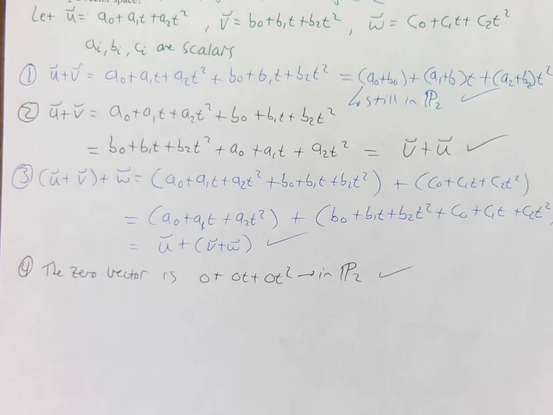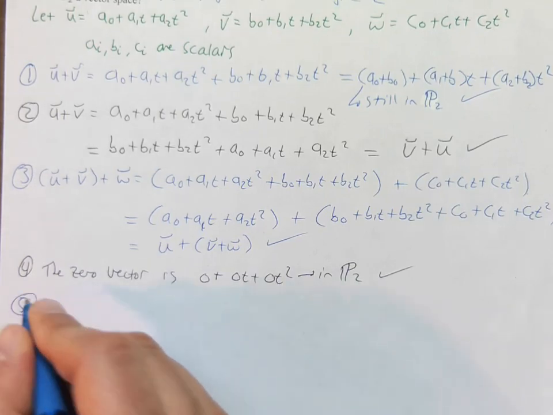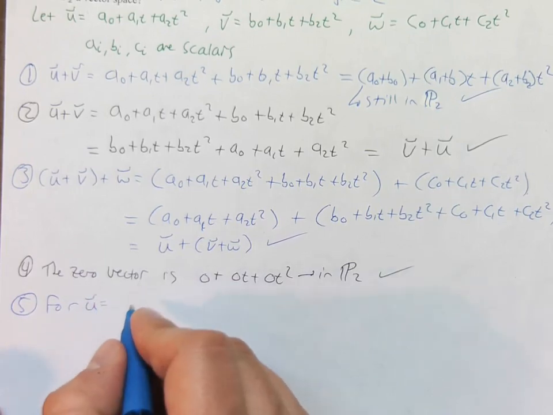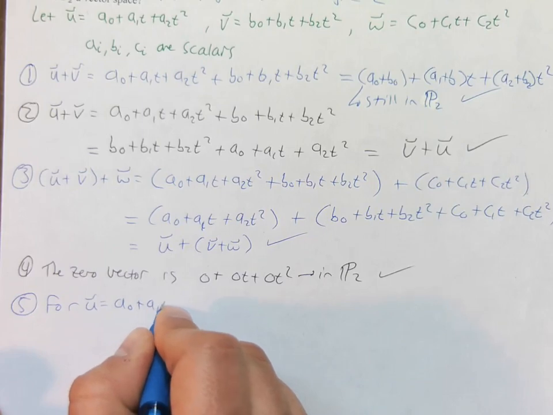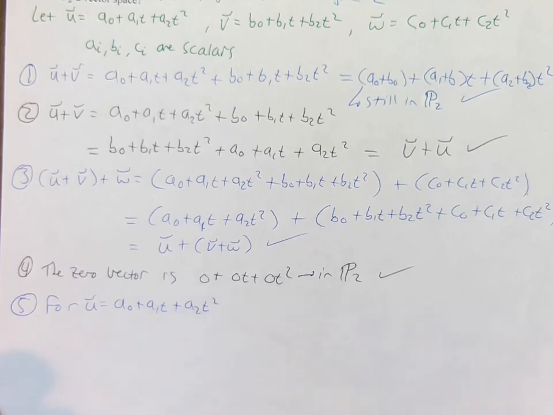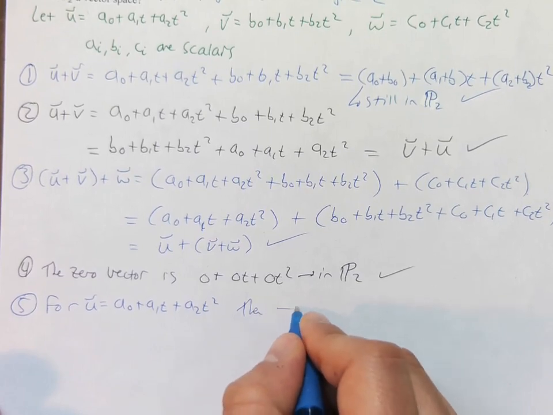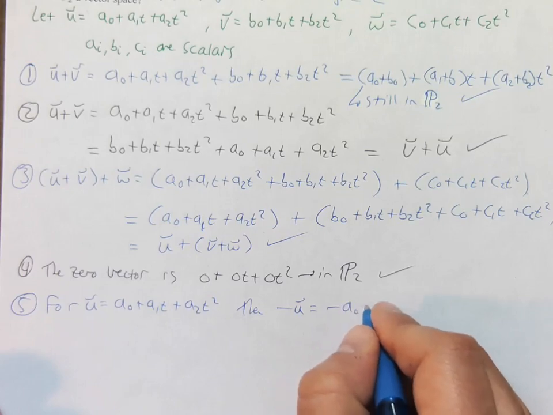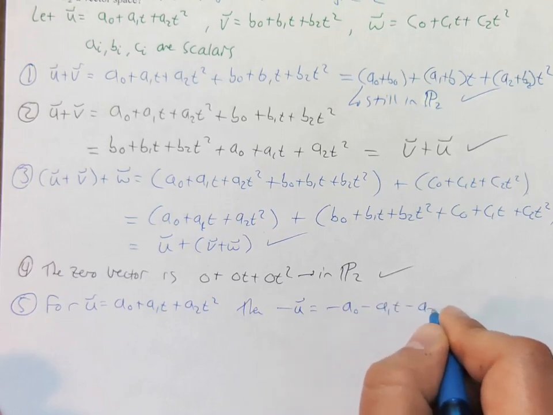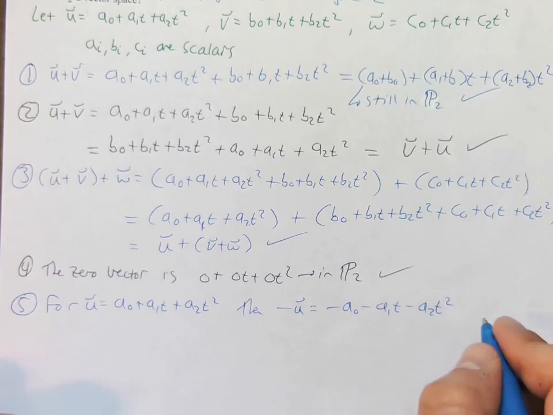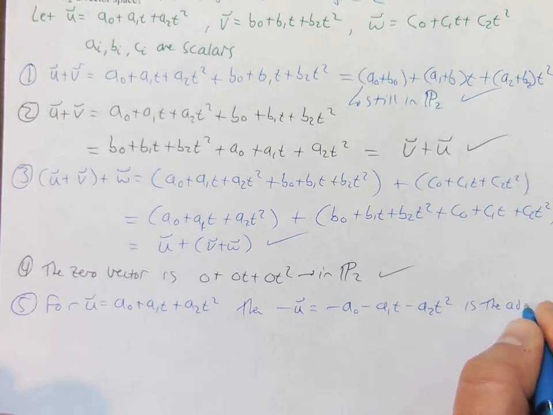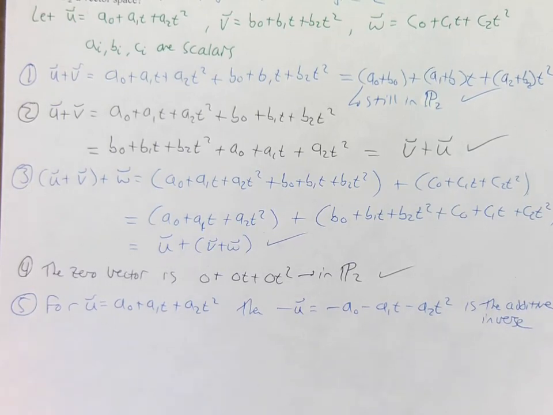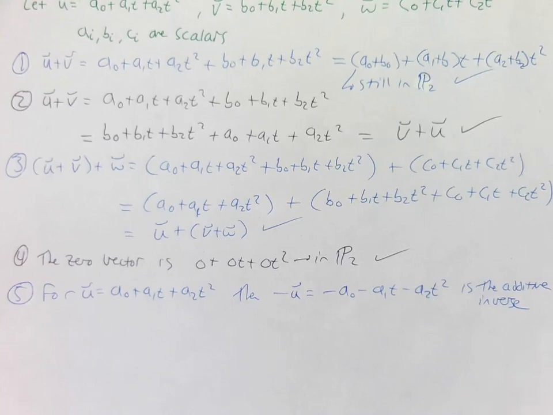So number 5 needs to be the additive inverse, and the additive inverse is just making all the elements negative. So if this is our u vector, the same u we've been dealing with this whole time, then the minus u vector that would get us to this 0 polynomial when we add them is going to be minus a0 minus a1t minus a2t squared. That's the additive inverse. Okay.